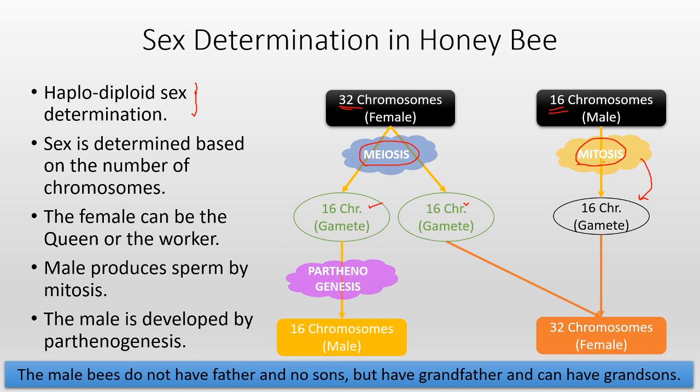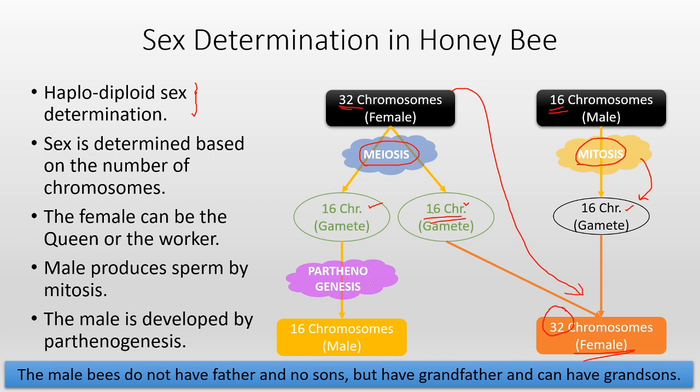So here the male gametes are formed by mitosis and not the regular process of meiosis. Now, when the male gamete containing 16 chromosomes fuses with the female gamete containing 16 chromosomes, it becomes a 32 chromosomal structure, and that organism develops into the female. Right? As we said, if 32 chromosomes, then it is going to be a female organism.